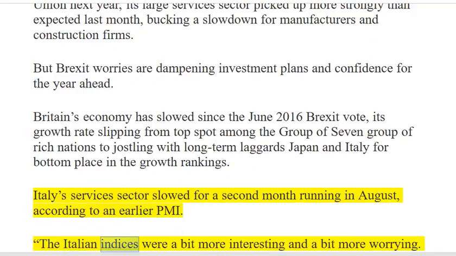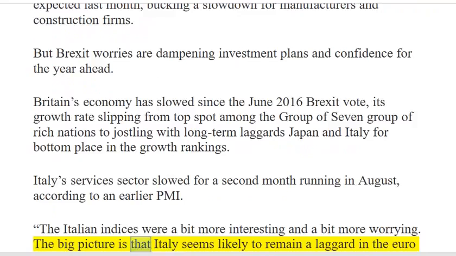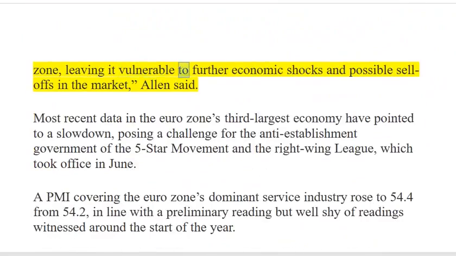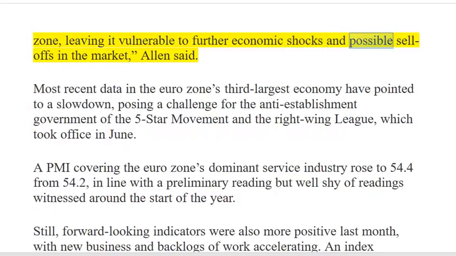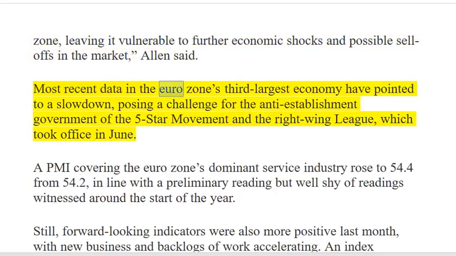"The Italian indices were a bit more interesting and a bit more worrying. The big picture is that Italy seems likely to remain laggard in the Eurozone, leaving it vulnerable to further economic shocks and possible sell-offs in the market," Allen said. Most recent data in the Eurozone's third-largest economy have pointed to a slowdown, posing a challenge for the anti-establishment government of the Five Star Movement and the right-wing League, which took office in June.